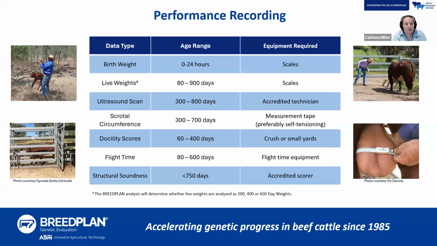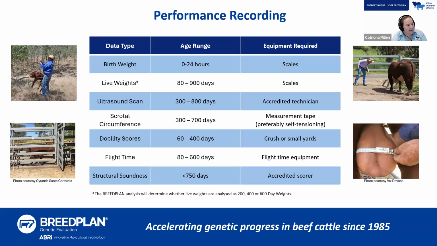So when we think about performance recording, we've just pulled up some of the different types of data we can get here, and you'll see that there's different age ranges and equipment required. So birth weights and live weights, we use scales, ultrasound scan data to get a feel of carcass information on the live animal. We get an accredited technician. Scrotal circumference, we require a measurement tape. Docility scores, either in a crush or small yards. Flight time, which I'm not sure that many of you will be recording.